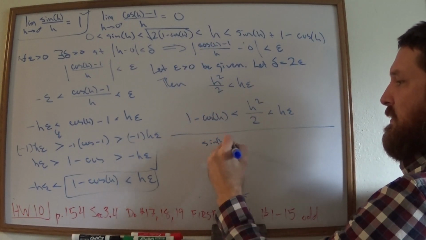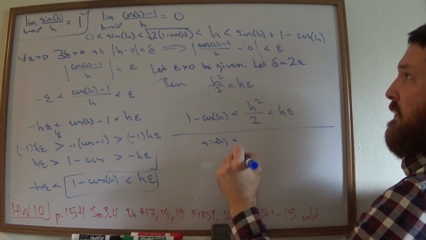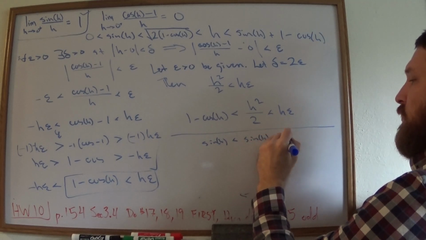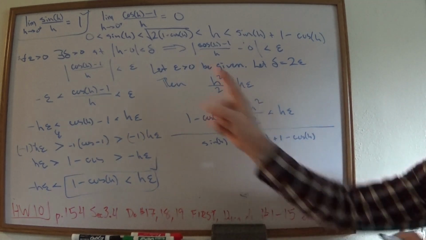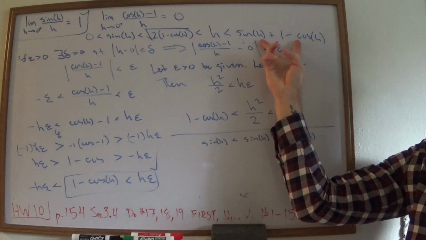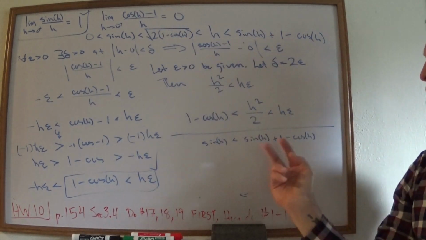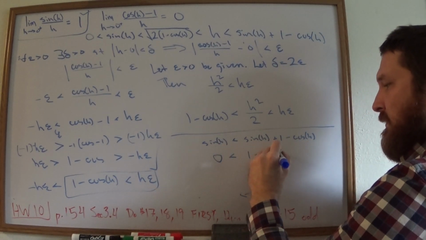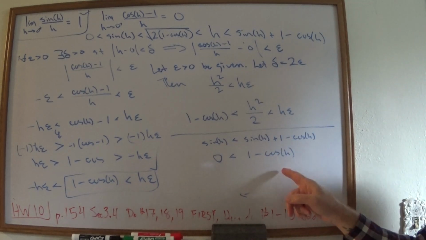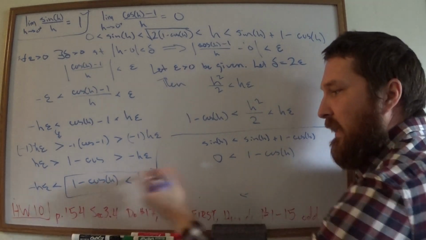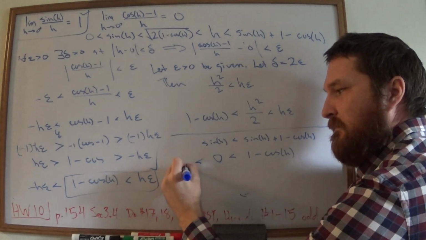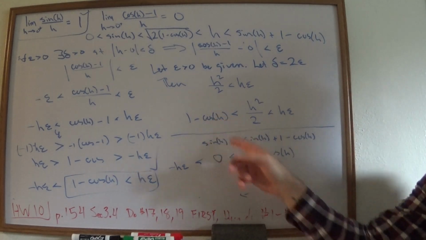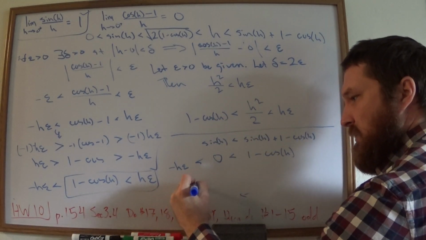We have sine h less than sine h plus 1 minus cosine h. Right, I'm just using that one and this one here, right? That's less than that. That's less than that. So I'm going to subtract sine from both sides. And so that's bigger than a negative number, isn't it? Yeah. Okay, we got it. 1 minus cosine h is bigger than minus h epsilon.